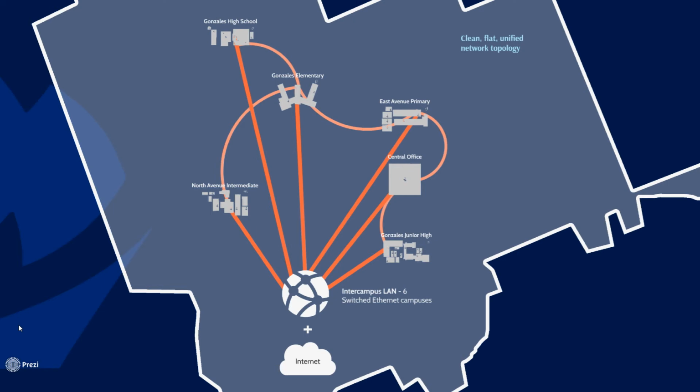The benefits here compared to the previous scenario are we have a clean, flat, unified network topology. If you removed the old fiber, just look how much cleaner that is. I don't have some random division between Gonzales Elementary and Gonzales High School and North Avenue Intermediate. You can see how this makes a lot more sense. I have point-to-point connections between each of my campuses and the hub. In between, I still have my existing fiber. It's a cleaner topology.